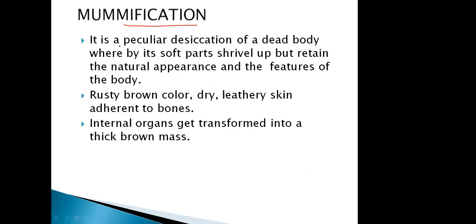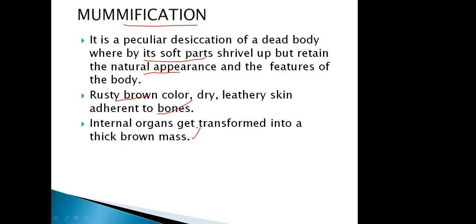Next is mummification. It is a peculiar modification of the dead body whereby its soft parts shrivel up but retain the natural appearance and features of the body. Rusty brown color, dry, leathery skin adherent to the bones. The internal organs get transformed into thick brown masses. We have seen the Egyptian mummies, so that is what is happening in mummified bodies.